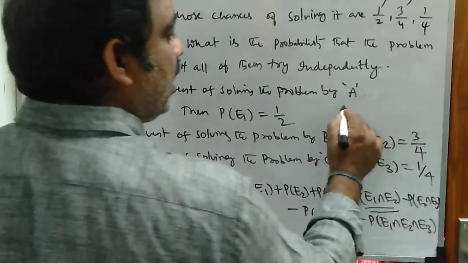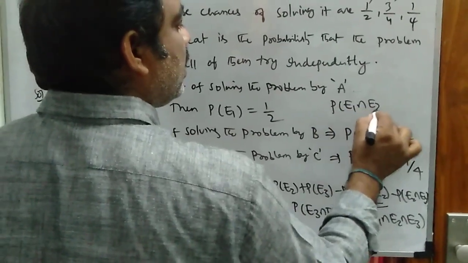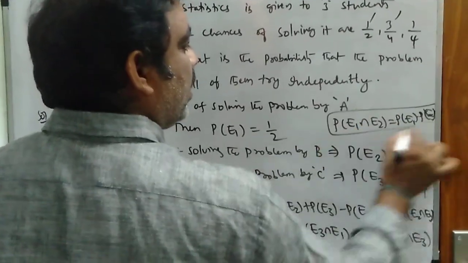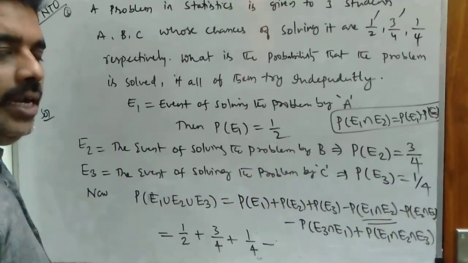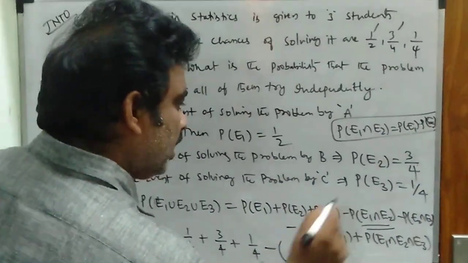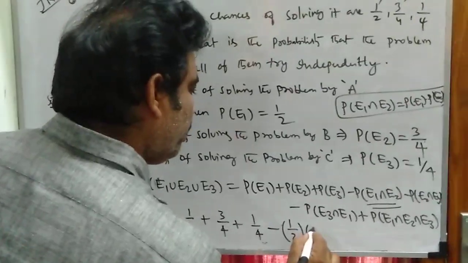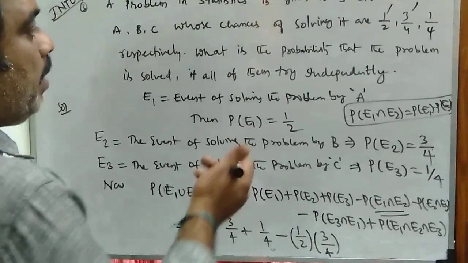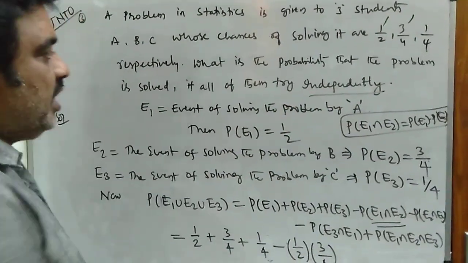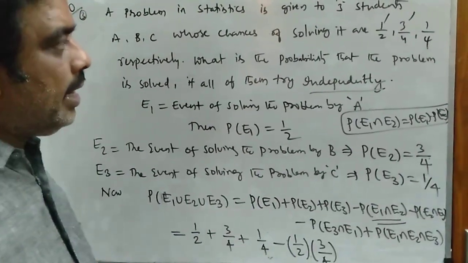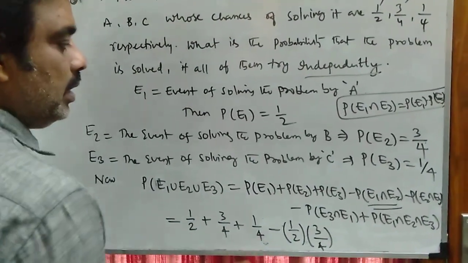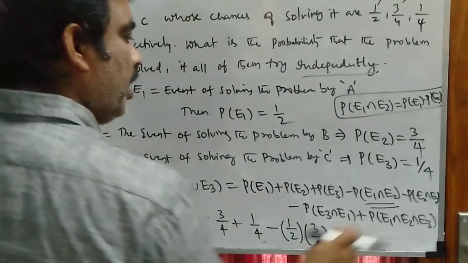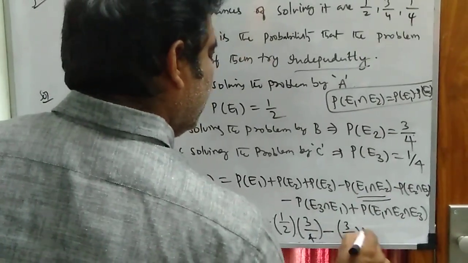Since they are trying independently, P of E1 intersection E2 will become P of E1 into P of E2. This is by the multiplication theorem. So what is P of E1 here? 1 by 2, into P of E2, which is 3 by 4, because these two are independent events. They are trying independently, already given in the problem. If it is not given, you have to understand that they are trying independently. They are trying independently means the probability of the events is the product of their individual probabilities, minus P of E2, that is 3 by 4, into P of E3.